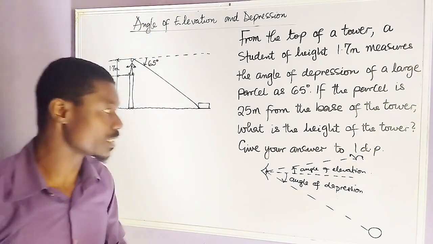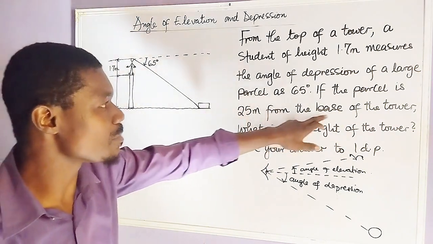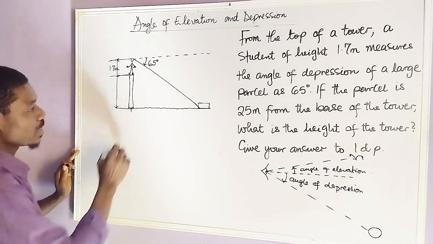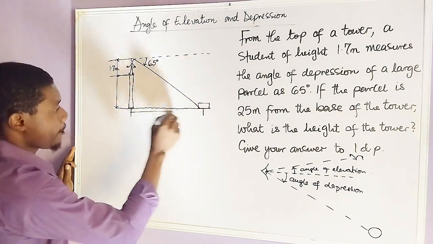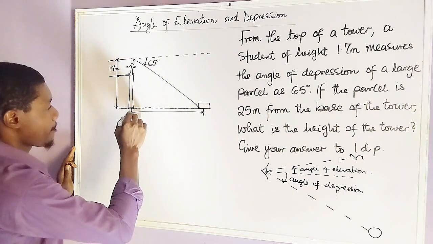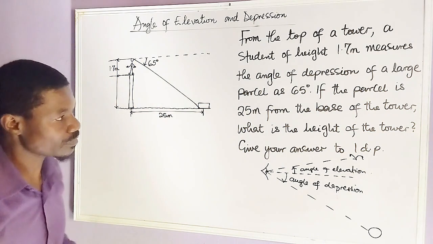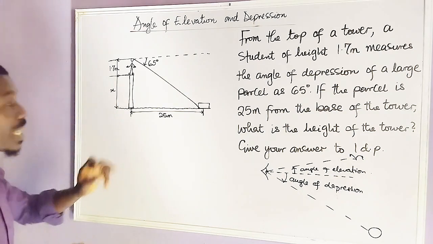I hope you're understanding it. Now if the parcel is 25 meters from the base of the tower, and here is the base of the tower, from here is 25 meters. Now what is the height of the tower? We are asked to find it, so let us assume this is x.